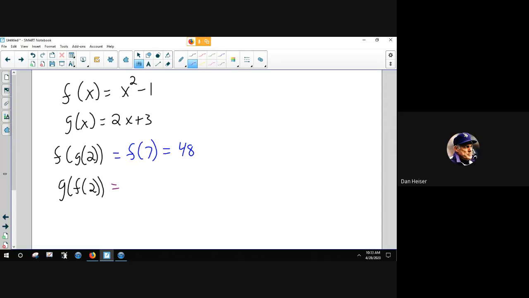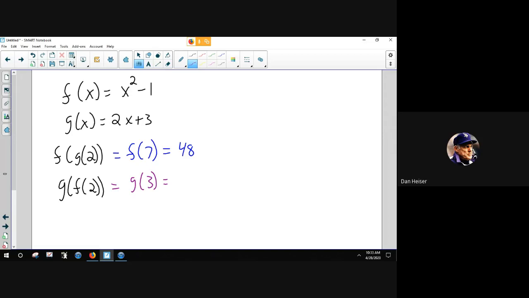Looking at the next example, g of f of 2. 2 is still inside the parentheses, but now we plug into f first, because that's the function that's furthest inside. 2's inside the parentheses. We follow the rule for f. We square that and subtract 1, and we get 3. F of 2 is 3.